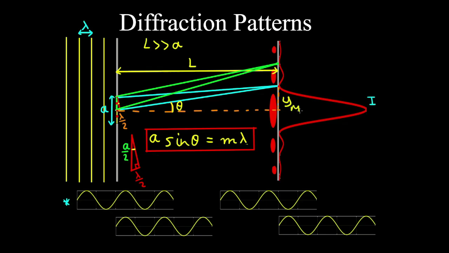Now if we take y min as the distance from the center of the brightest fringe to each of those minimums where destructive interference occurs, then in general we have tan theta equal to y min, being the opposite edge, on the adjacent edge, being the distance to the screen. And for a small angle, which is less than 10 degrees, tan theta will be approximately sine theta.